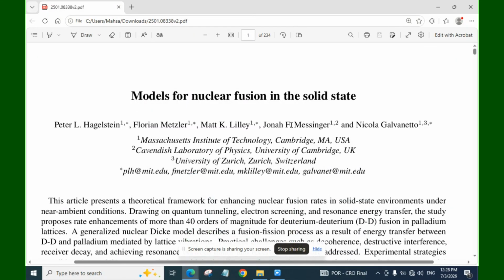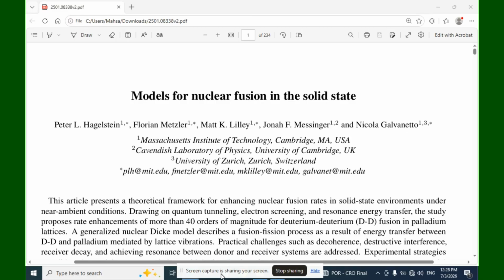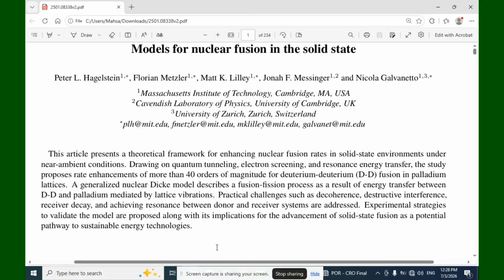In the name of Almighty God, I'm Mahsa Sankoshi, and today I want to talk about models for nuclear fusion in the solid state. It was written by Peter Hagelstein and Metzler and their colleagues from the Massachusetts Institute of Technology, Cambridge, USA, and also University of Cambridge, UK, and also Switzerland.